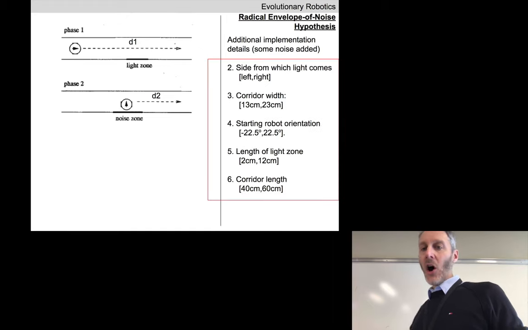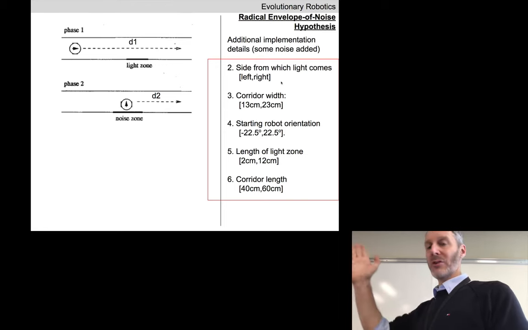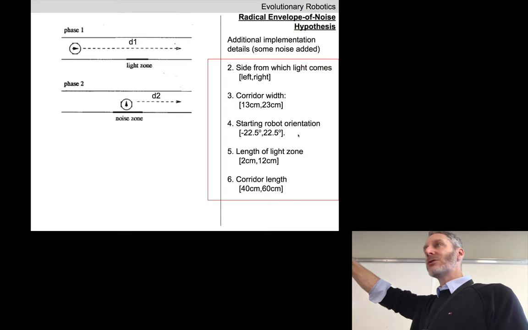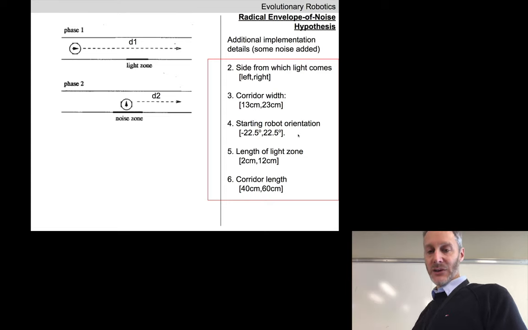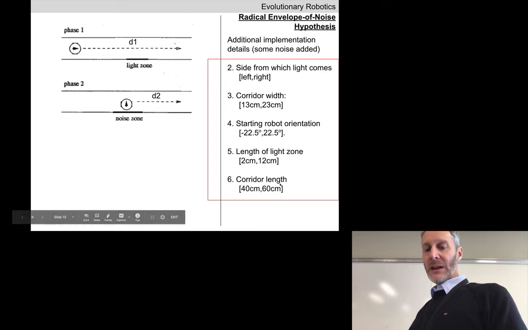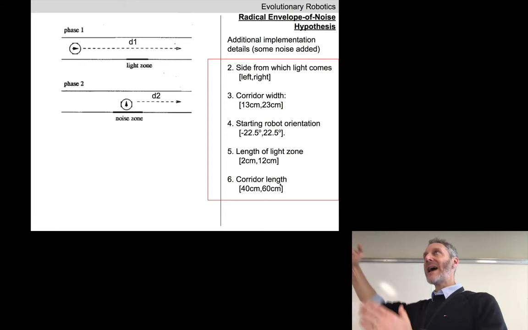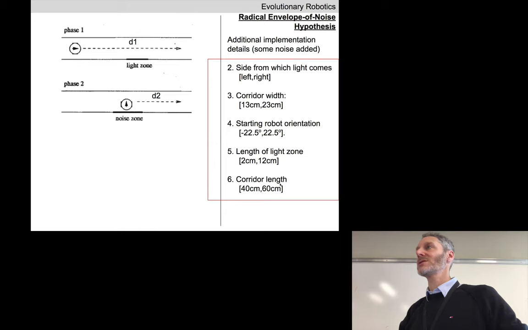Okay. They also added some noise to some of the other things, which, as the T-maze requires, the light can come from either the left or the right side whenever the robot gets to that point. They varied the width of the corridor itself, the starting orientation of the robot when they placed it in the corridor, the length of the light zone, and the corridor length itself, so the stem of the T, how long or short that was.